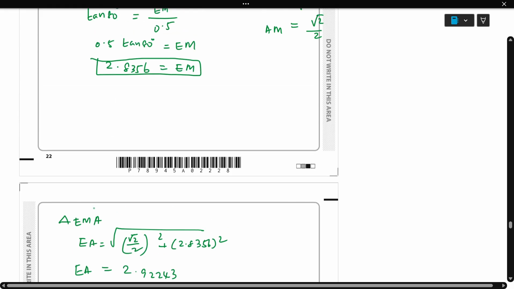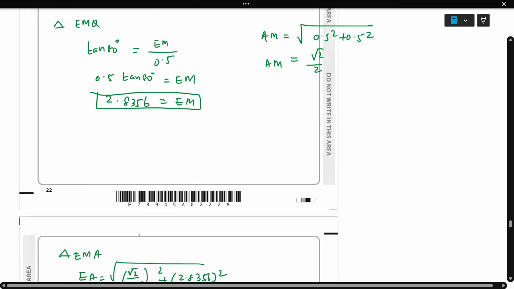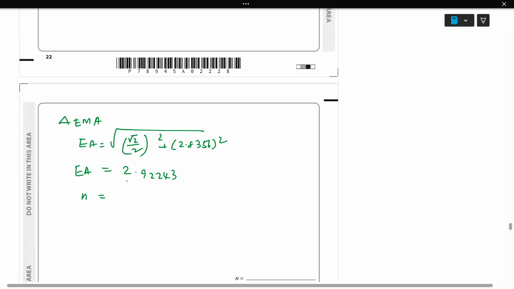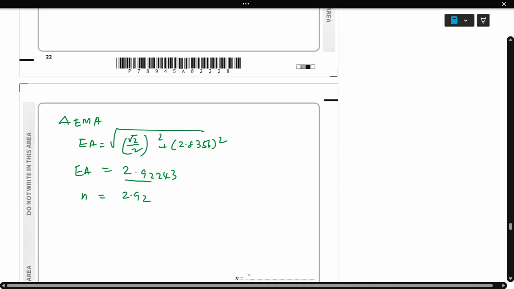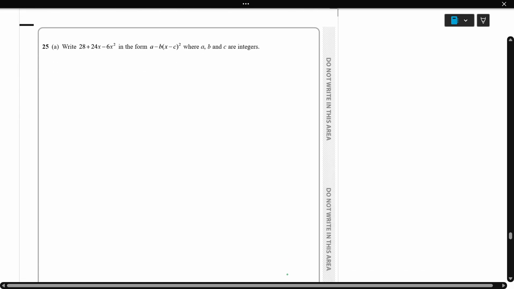So EA equal to n. We need to calculate the EA only, which is equal to n. So to three significant figures, we need to round it. EA equal to n. So rounded, 2.92. n equal to 2.92 is the answer. Next, question number 25, and this is completing the square.